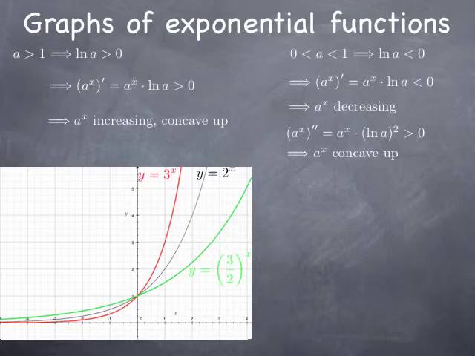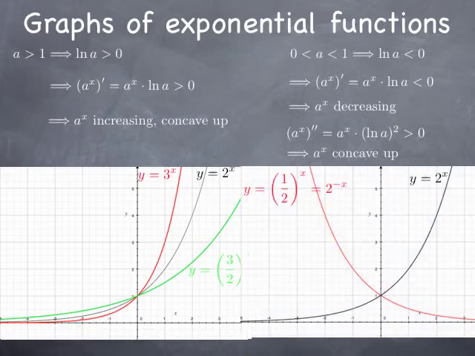Now looking at the difference between the case a greater than 1 or a less than 1, you see that if you're looking at the red graph, 1/2 to the x, so the case where a is between 0 and 1, we can write that 2 to the negative 1 to the x, in other words 2 to the negative x. In other words, this corresponds to plugging negative x instead of x in the function y equal to 2 to the x. So that means the red graph is really just the image of the black graph, y equal to 2 to the x, by reflection about the y-axis.